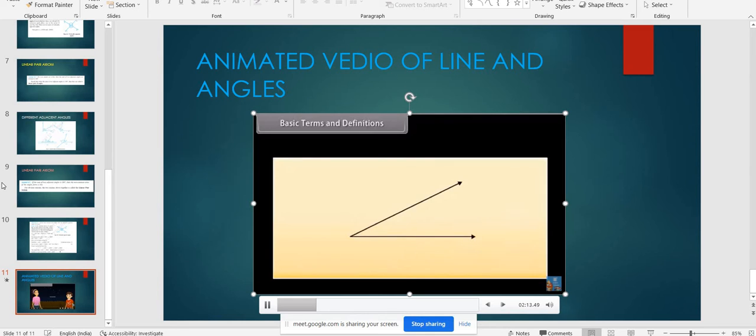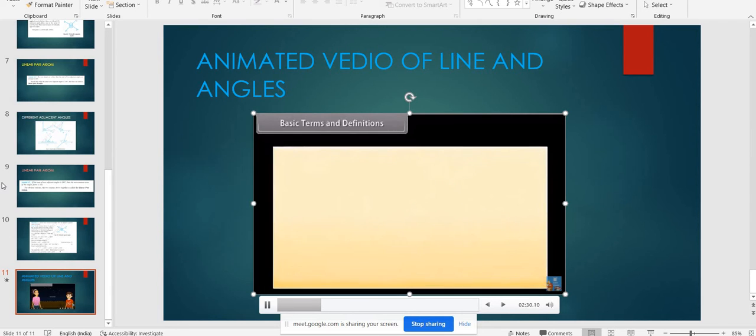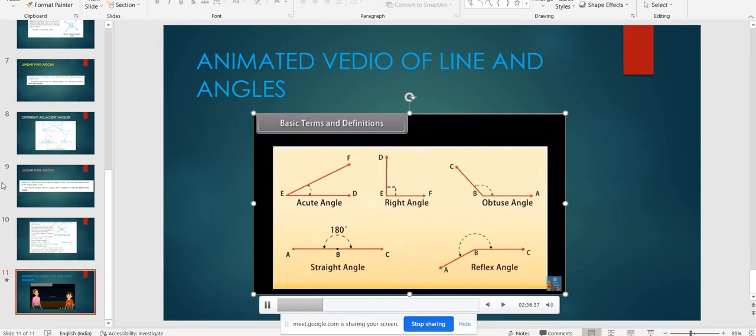Now come to an angle. An angle is formed when two rays originate from the same endpoint. The rays making an angle are called the arms of the angle, and the endpoint is called the vertex of the angle. We know about different types of angles like acute angle, right angle, obtuse angle, straight angle, and reflex angle. Let's go through them one by one.